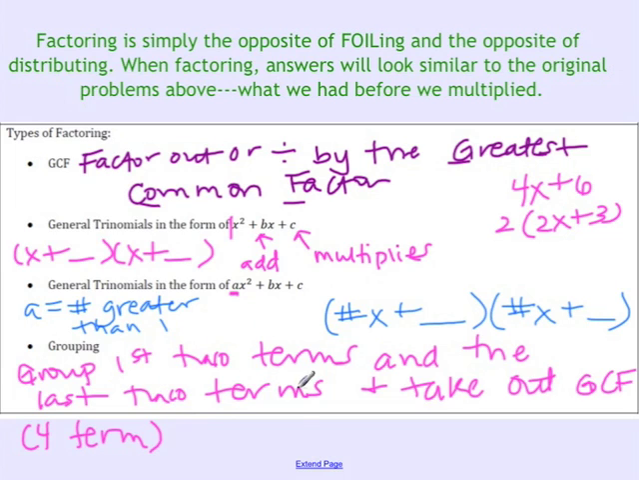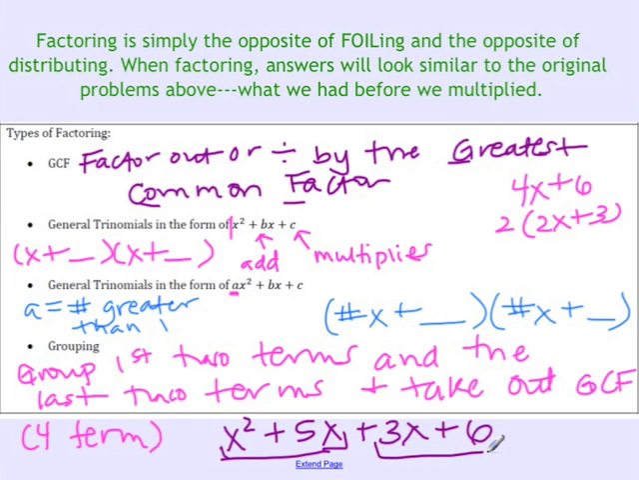Okay, so just so you understand what 4 terms is, one example would be x squared plus 5x plus 3x plus 6. Okay, there's 1, 2, 3, 4 terms, and you'd look at the first 2, and then you look at the second 2. And we'll look at grouping more in the near future. Okay, so these are different types of factoring. We are going to talk about the first 3 today.